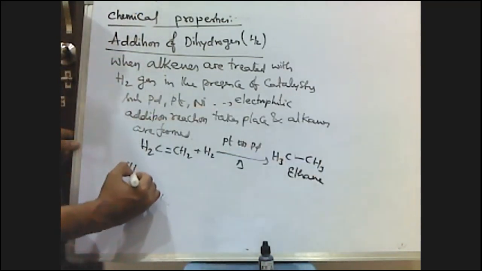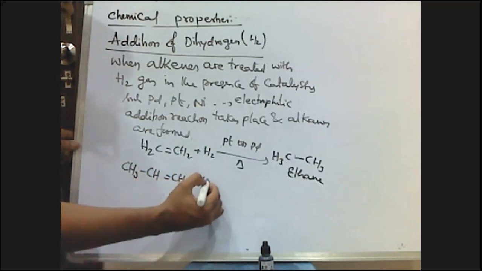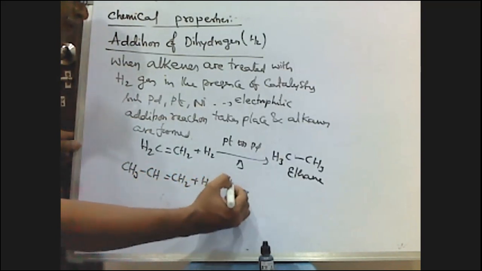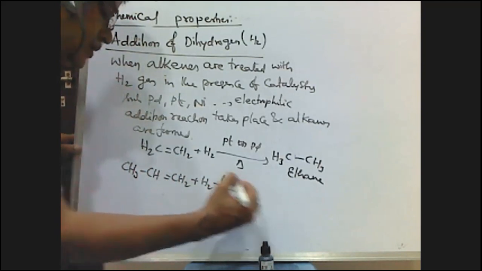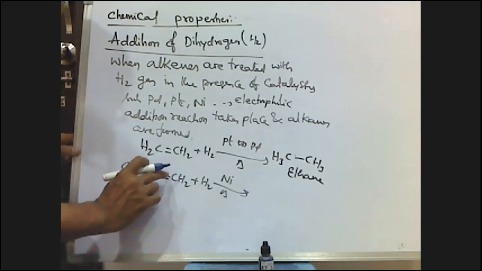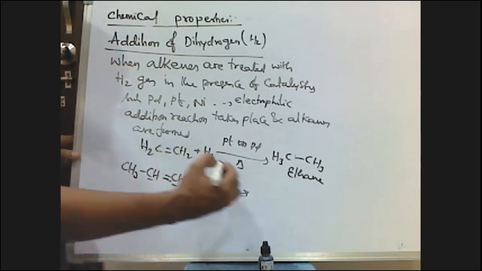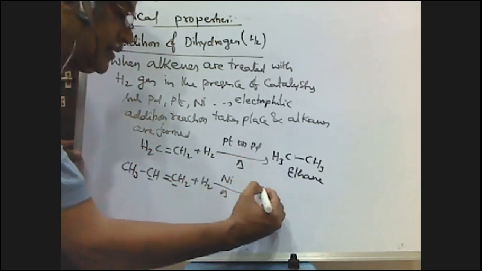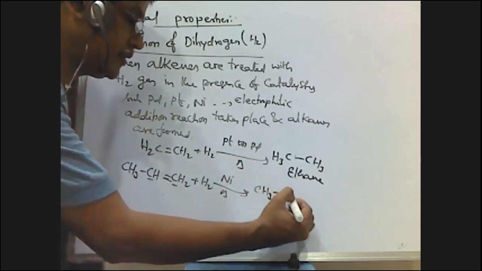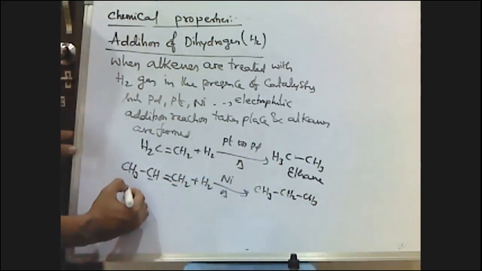Similarly, if you take propene, CH3, CH double bond CH2, in the presence of nickel on heating, it gives... In place of the double bond, what do we have to write? Remove the double bond and add one hydrogen to this carbon and one to this carbon. So what we will get? CH3, CH2, CH3. Right?